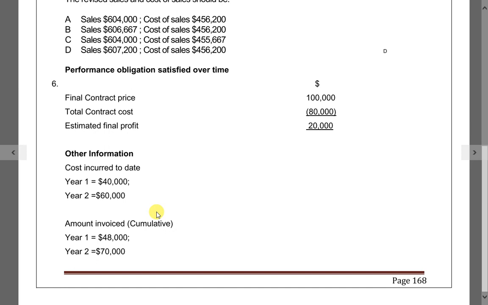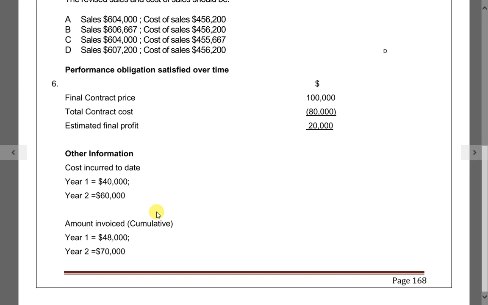And then we start the construction. And other information, cost incurred to date. Year 1 is 40, year 2 is 60. So this is over 2 years. Amount invoice. First year I invoice 48, second year I invoice in total 70.